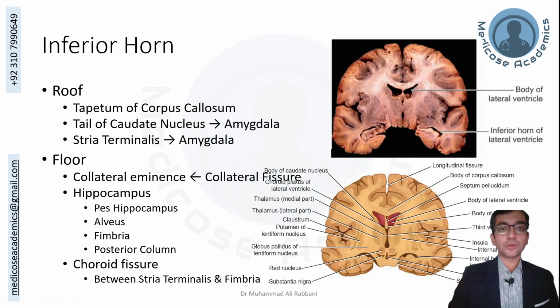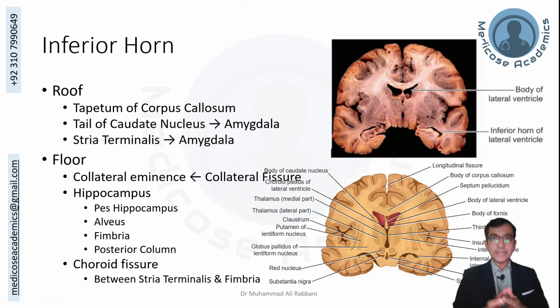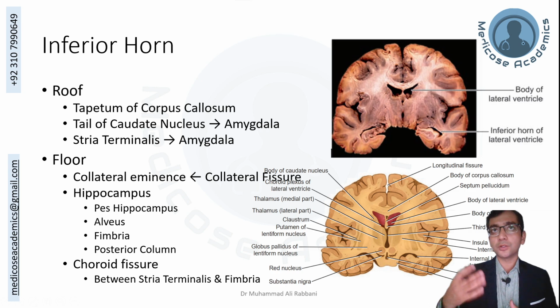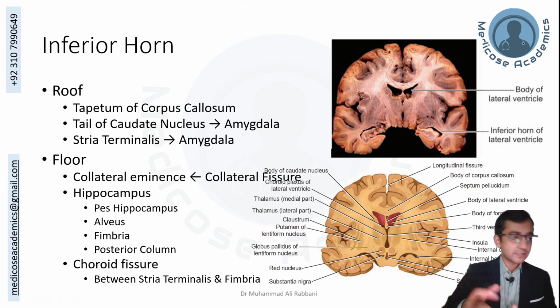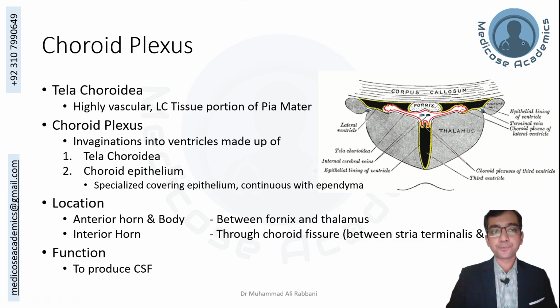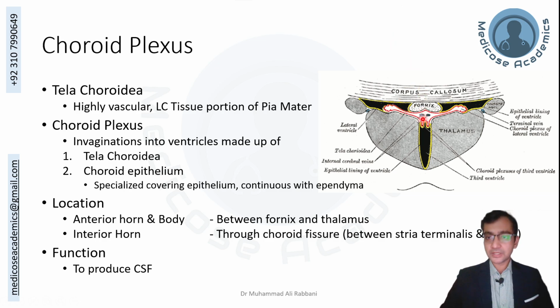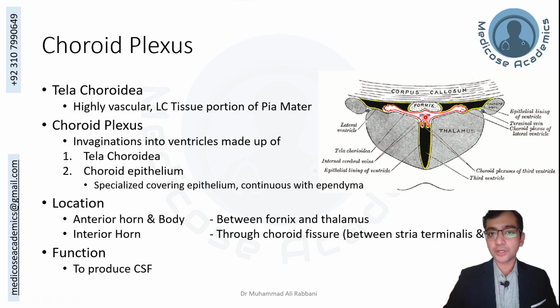So this was about the lateral ventricle. We talked about the anterior horn, the body, the posterior horn, and the inferior horn, and we talked about all the walls and all the relations of those. Last but not least for the lateral ventricle is the choroid plexus. The choroid plexus enters through the choroid fissure that was present between the fornix and thalamus, and it was present on the inferior aspect of the body of the ventricle.